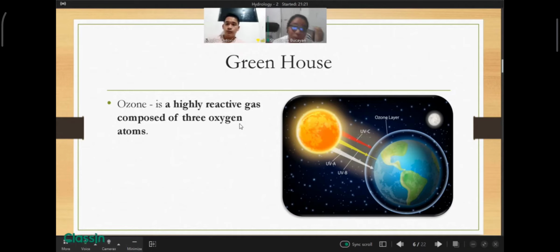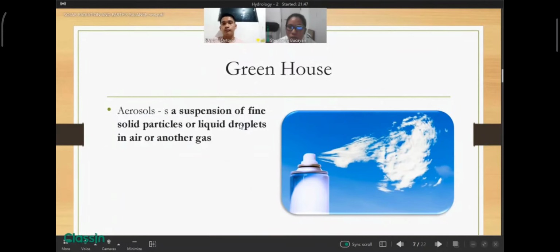So higher up in the stratosphere, the ozone layer absorbs solar ultraviolet radiation and affects how much of the sun's heat is radiated back into space. So the ozone layer shields us from the harmful effects of excessive UV radiation, which can lead to sunburn, skin cancer, and eye damage. So next we move on to the aerosol.